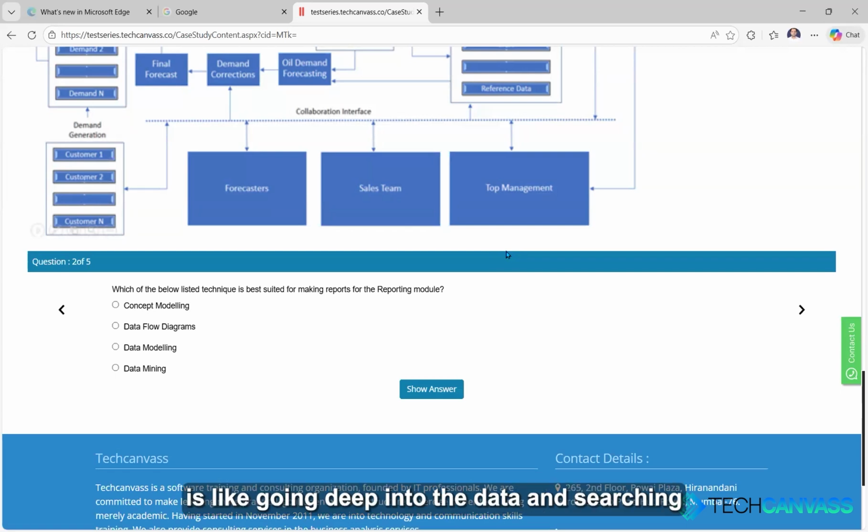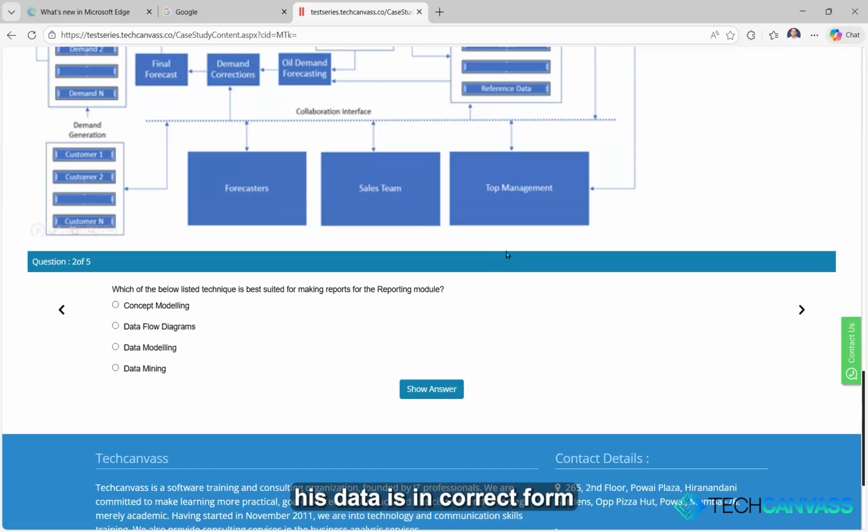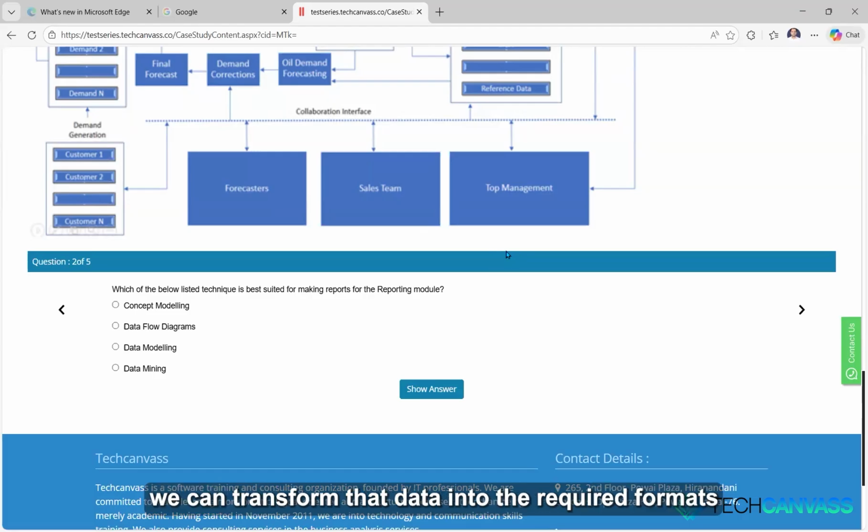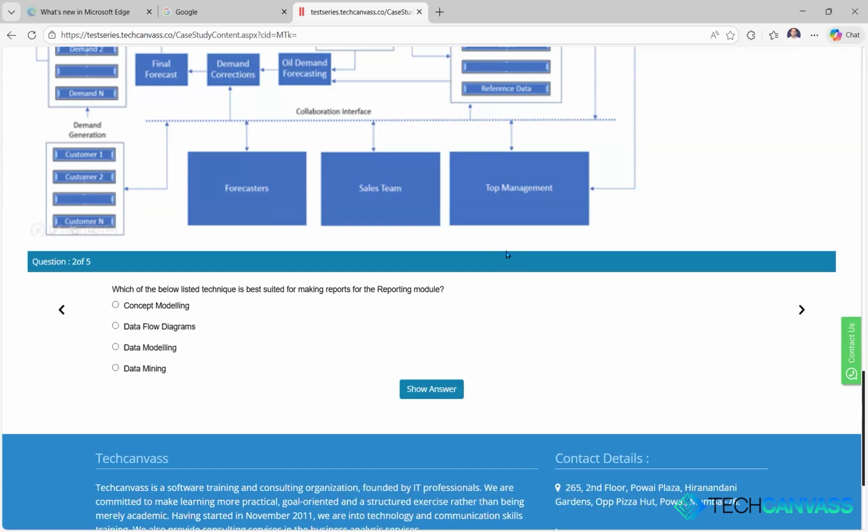Data mining is like going deep into the data and searching how it happened, what the causes are. We need to organize the data, and check whether the data is in the correct form. These are the things we can find out. If there are any requirements, we can transform the data into the required formats. Then we evaluate it, and after getting the results, we come to some conclusion.